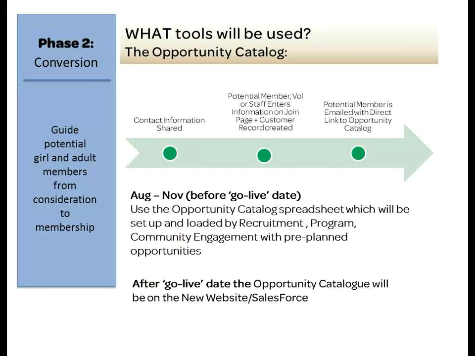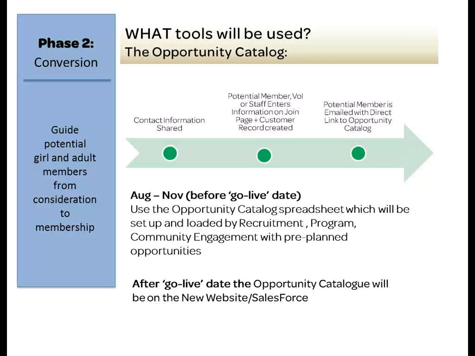So what tools will be used to convert members? Remember, we've got all these leads that have come in, and we need to convert them to members. A key enabler to make this system work is what is called the opportunity catalog. This catalog contains pre-planned opportunities for both girls and adults to select. There's an opportunity catalog for girls, and there's a separate one for adults. Let me repeat that. There's an opportunity catalog for girls, and there's a separate opportunity catalog for adults.